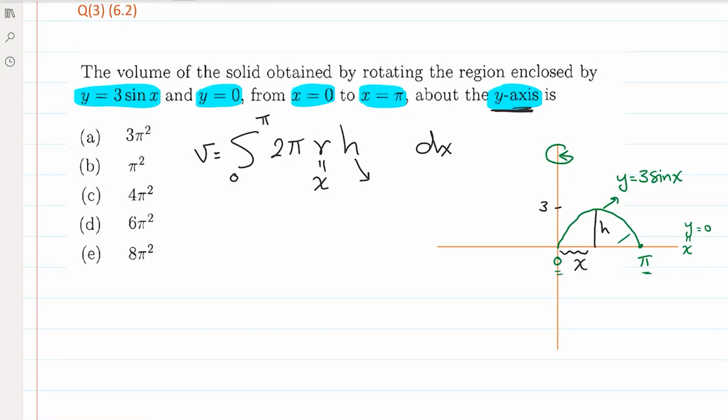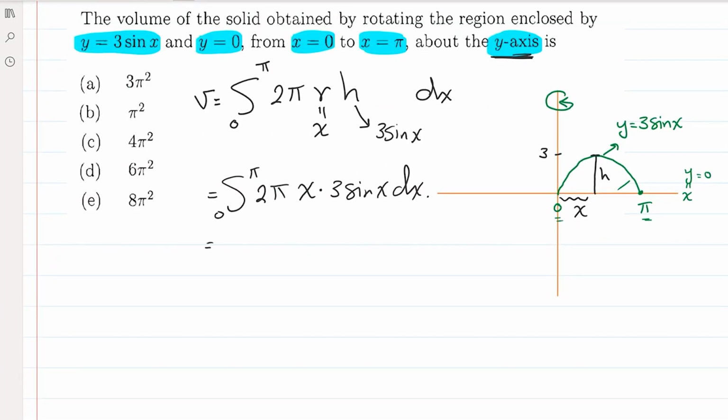Yes, the height would be 3 sine x minus 0. Exactly, it will be this distance, which is upper minus lower. Upper is 3 sine x and lower is 0. So the volume will be the integral from 0 to pi of 2 pi x times 3 sine x dx. If you simplify this, it will be 6 pi outside, integral from 0 to pi of x sine x dx. How to integrate this one, Omar?